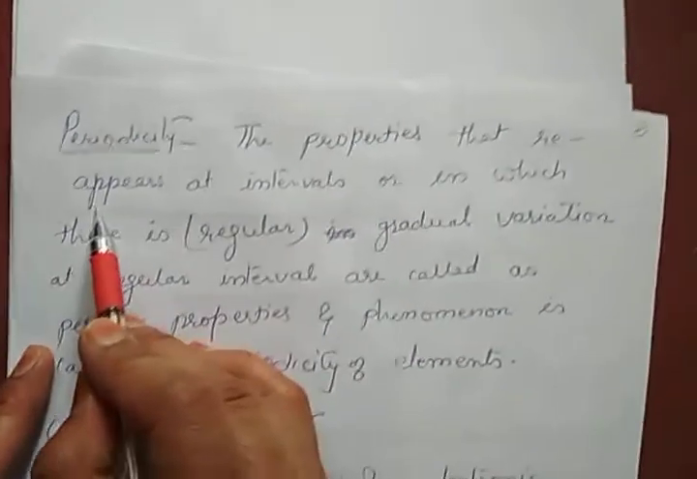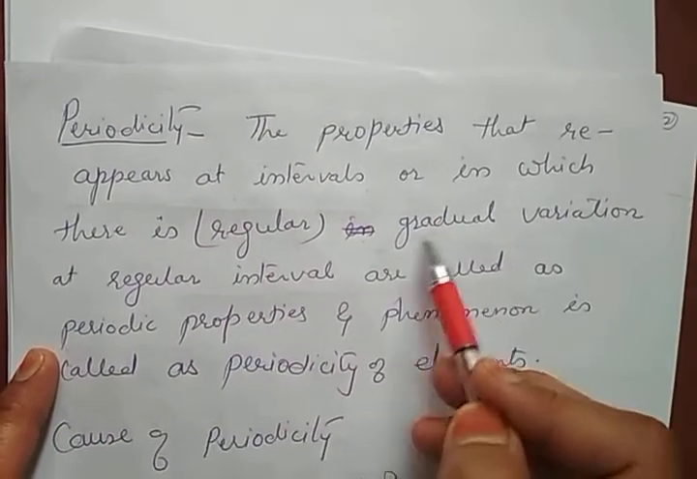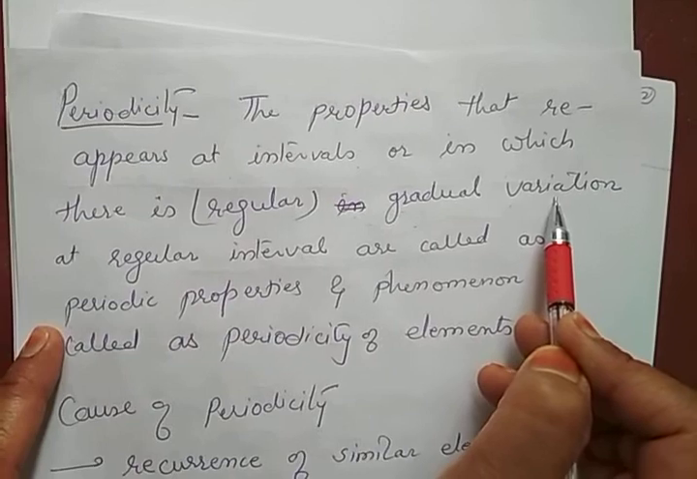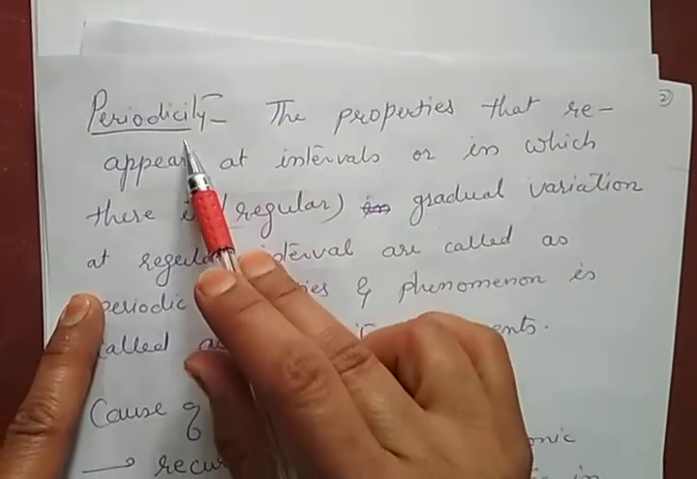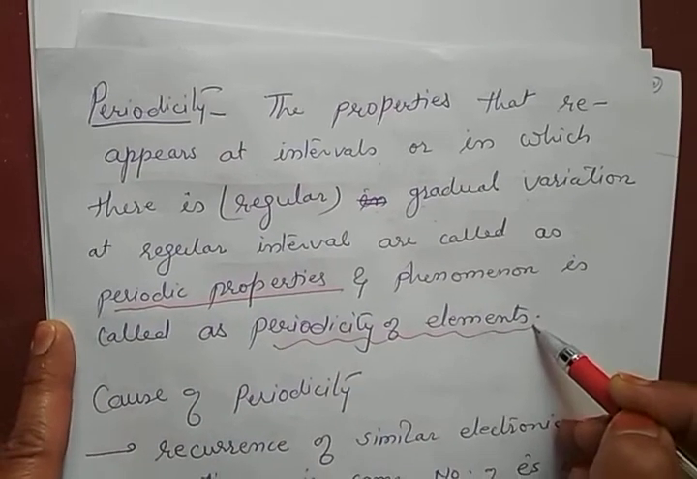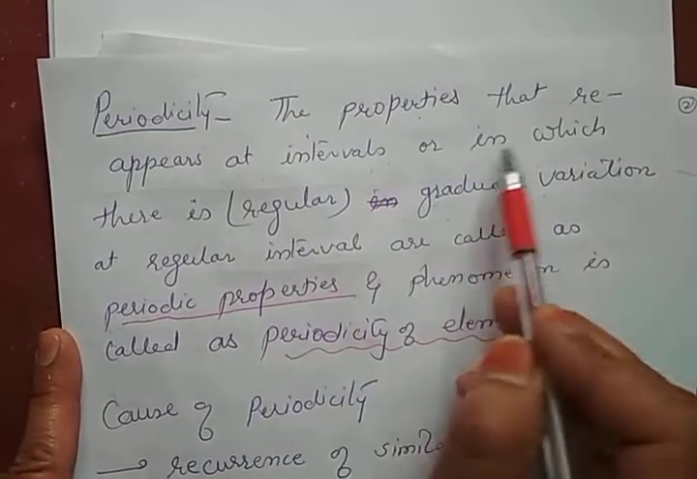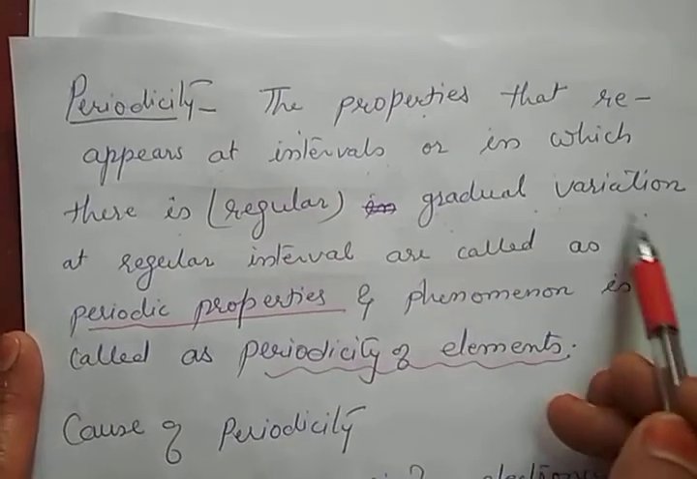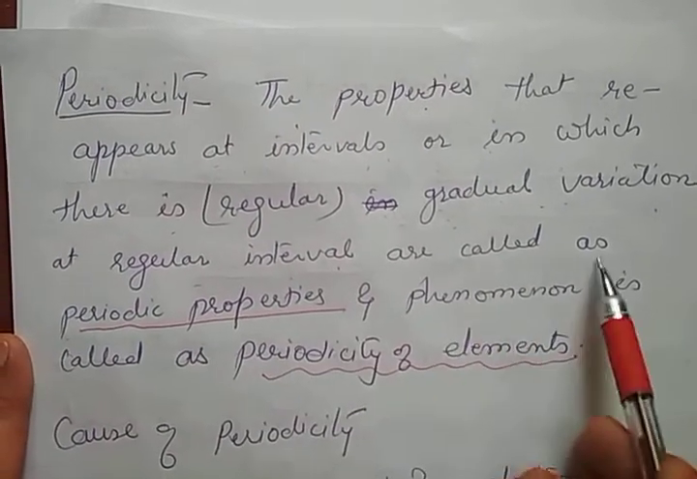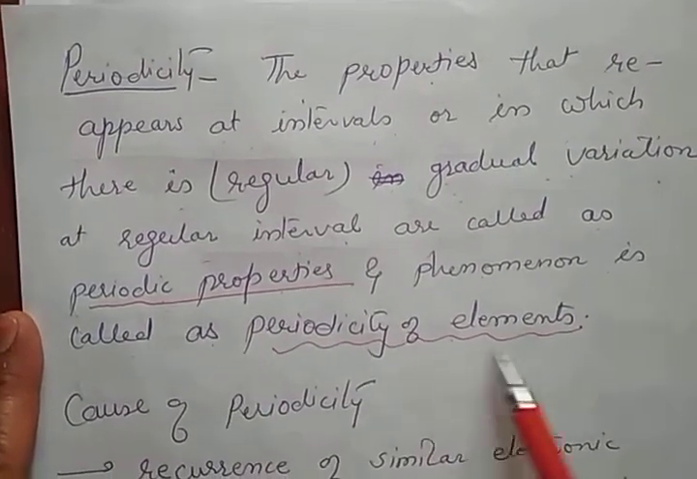Now let me move to the next topic of this lesson, that is periodicity. The properties that reappear at a particular, fixed interval, or either show a gradual change, such properties are called periodic properties, and the phenomenon is called periodicity of elements. I repeat again, the properties that reappear at an interval or in which there is gradual variation at a regular interval are called periodic properties, and the phenomenon is called periodicity of elements.